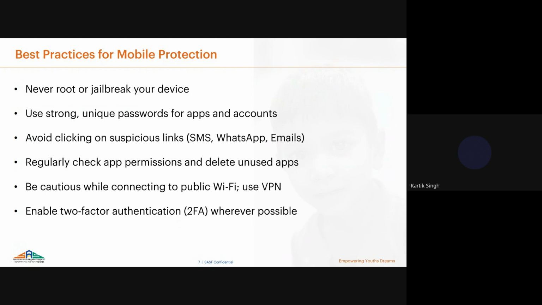Avoid clicking on suspicious links in SMS, WhatsApp, or emails. So if you find a link that is suspicious, or you don't think that the SMS or the message that you received is from an official channel, you can avoid clicking on those kinds of links, as they can be a phishing email, a phishing link or a phishing message, or they might be malware that can be used to access your device.